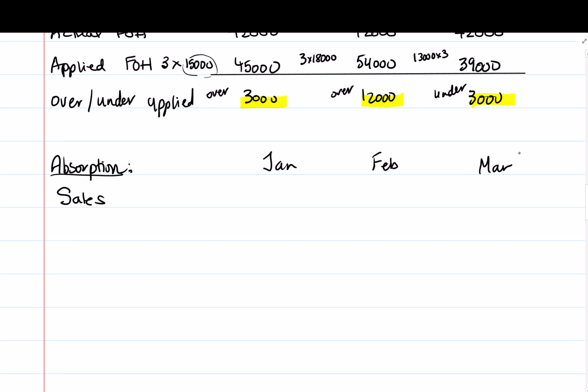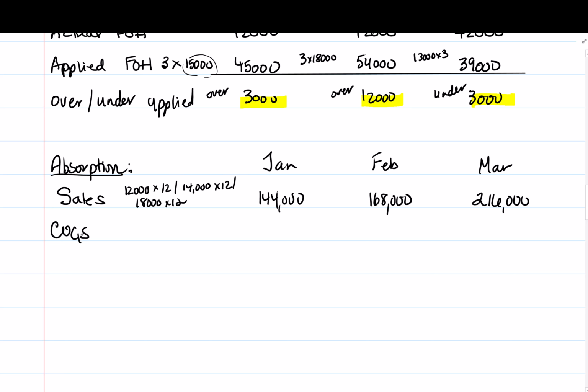Sales for January, 12,000 units, and each month they're selling them for $12 per unit. Sales for February is 14,000 times 12, and sales for March, 18,000 times 12. So 144,000, 168,000, and 216,000.